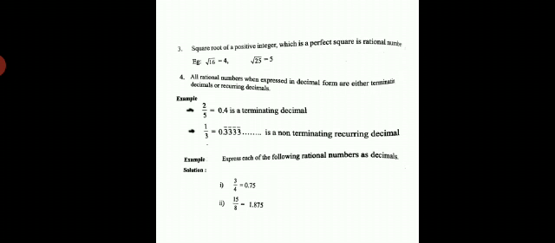Next example: express each of the following rational numbers as decimals. They have asked just to express the rational numbers as decimals. So, just divide and find. 3 by 4 is equal to 0.75. 15 upon 8 is expressed as 1.875.